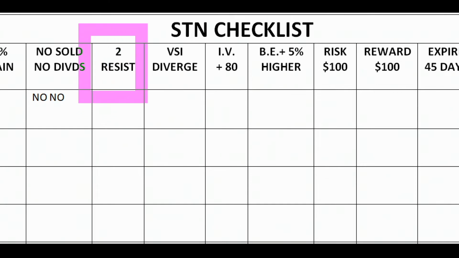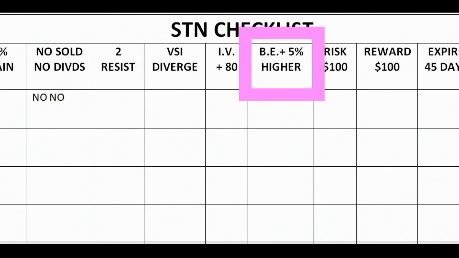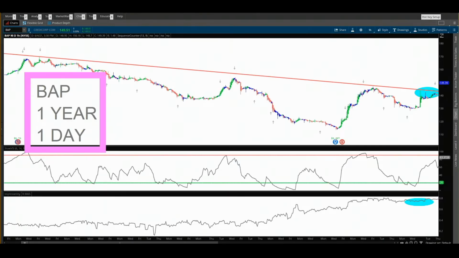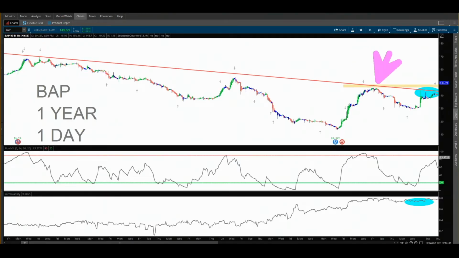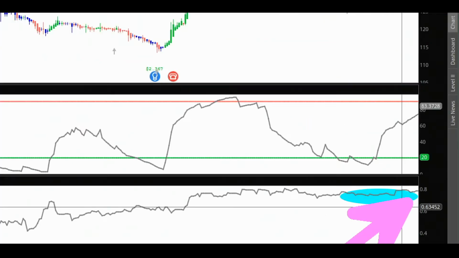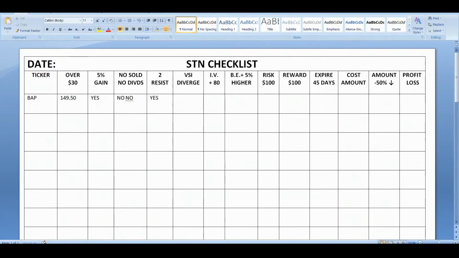What's next is we want 2 lines of resistance, some kind of divergence, a high IV, and a break-even price 5% higher. Okay, here we are on the charts, up against resistance. Another place of resistance will be this high here, making a double top. We have high implied volatility, 0.8. We have 2 areas of resistance. We have a divergence. We have a high implied volatility.